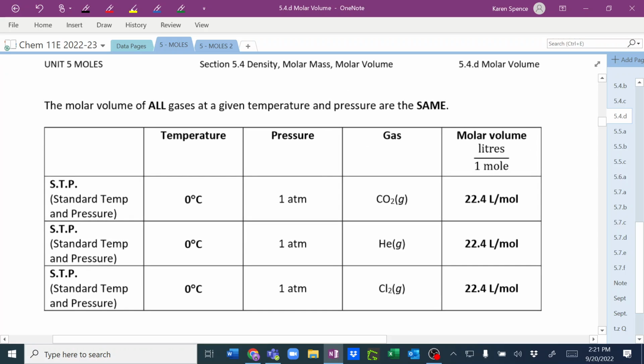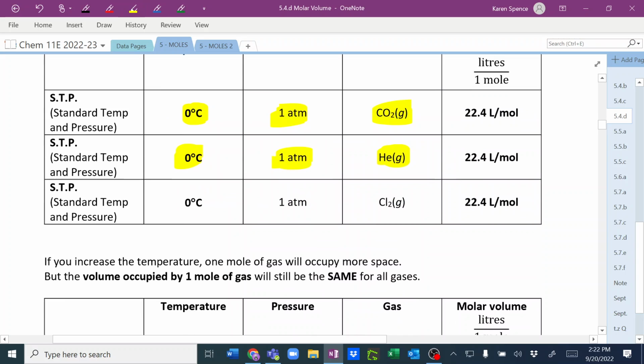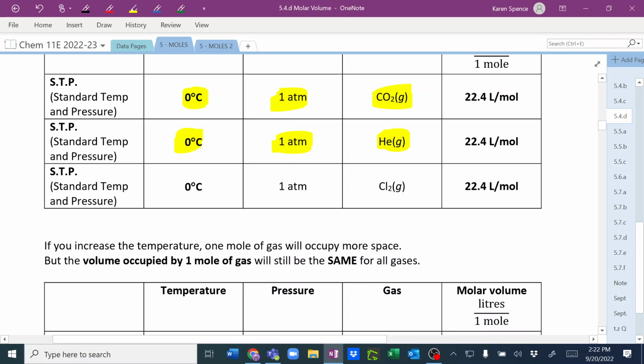Oh, and we already talked about this, but we're hammering it home here for you. If the pressure is 0 degrees Celsius and 1 atmosphere, if you have CO2 gas, its molar volume is, don't look at the number, what is the number? 22.4, because it's as easy as 2 plus 2 equals 4, okay? And if you have helium gas at STP, 0 degrees and 1 atmosphere, what's its molar volume? 22.4 liters per mole.